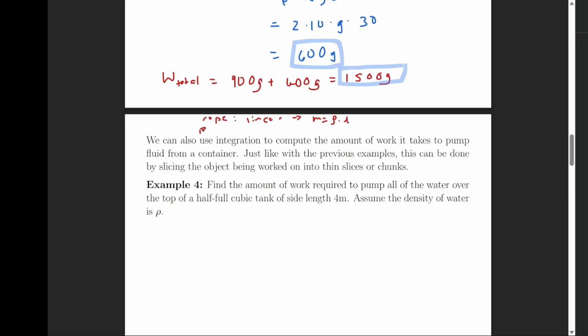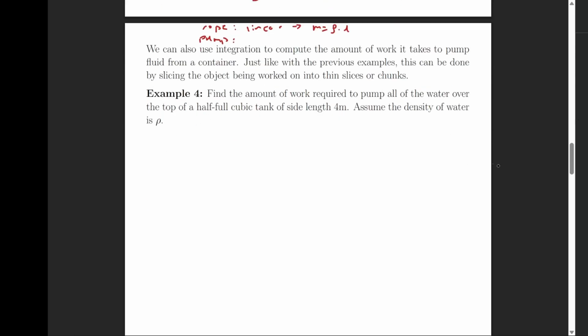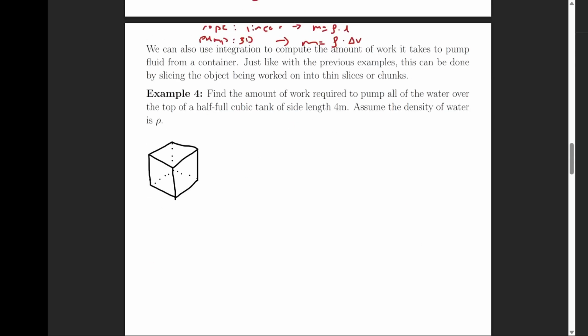But for these pumping questions, you see this one's a cubic tank, so I'll try to draw it to the best of my ability. Ooh, do not flame me, okay? I'm trying so hard. Okay, that's not too bad. So this is what our tank looks like, right? It's 3D. So since it's 3D, our mass is going to equal the density times the volume of a slice, because we're still looking at slices, okay?